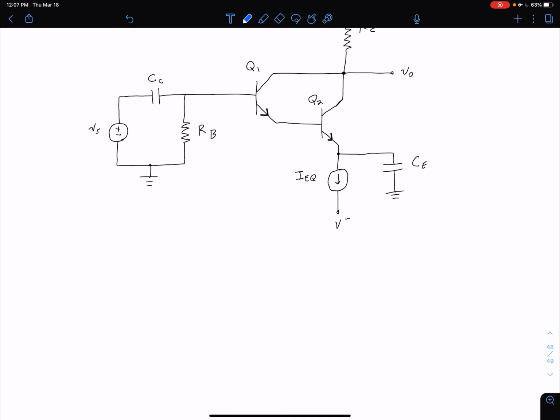For our Q1, we of course are going to have a base, a collector, and an emitter terminal. And because we have two transistors, let's distinguish them by B1, C1, and E1.